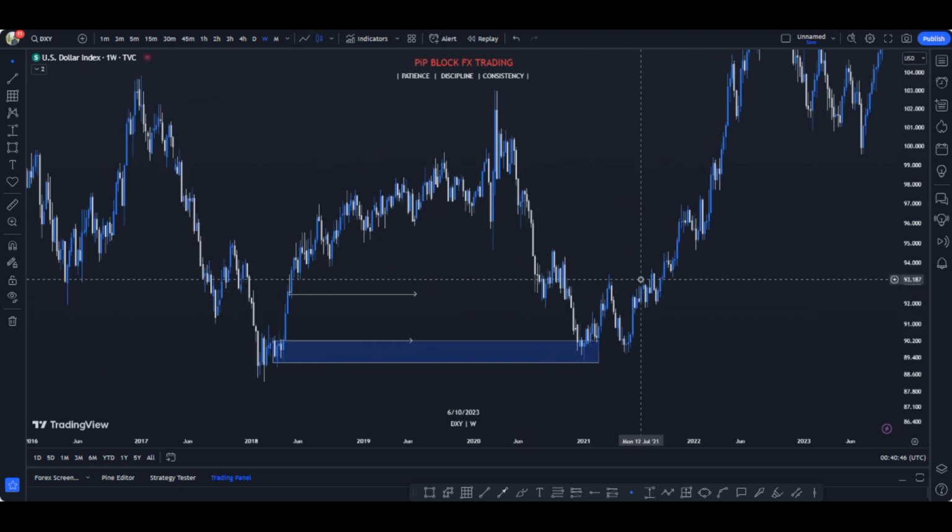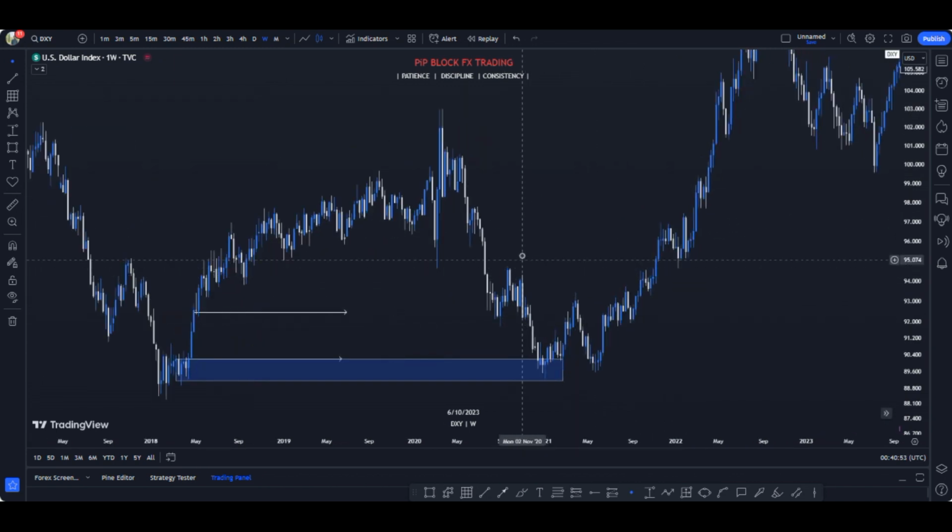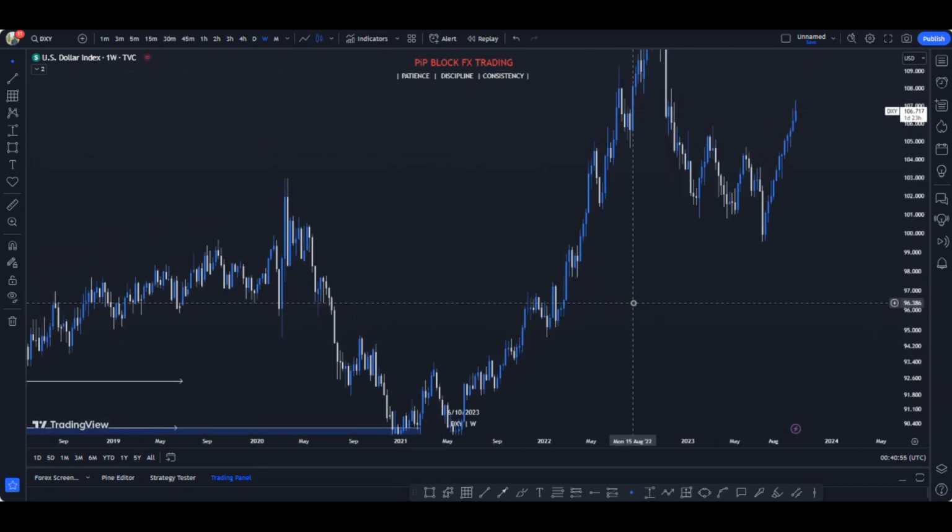This happens in every time frame. So when you go to the 4 hour, you should be expecting the same thing. You are going to see the same thing happening in the market.